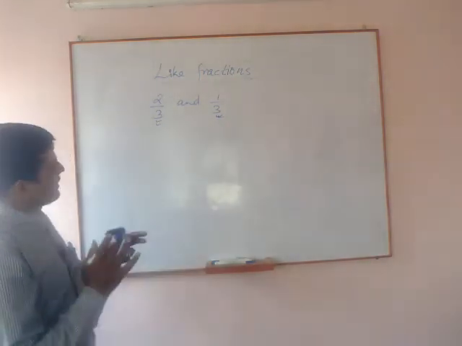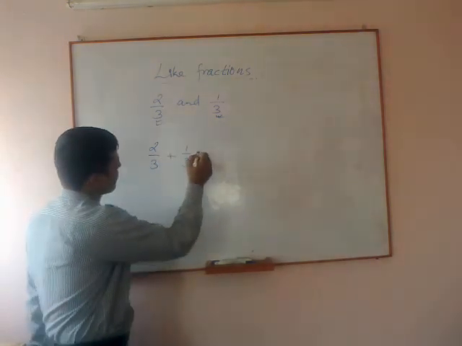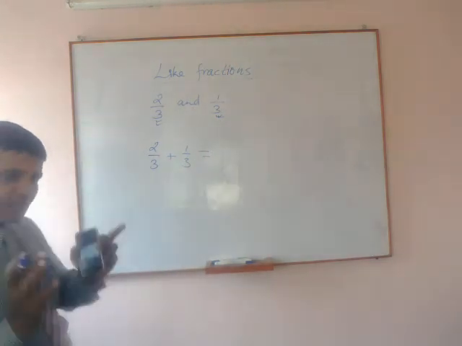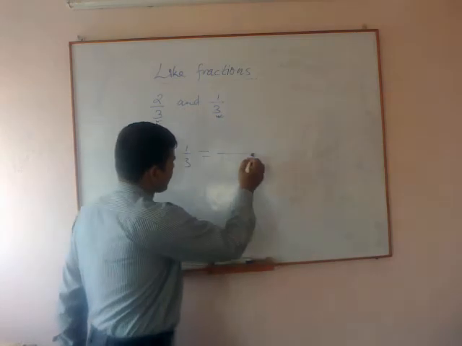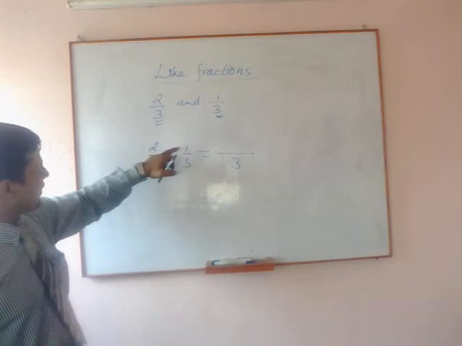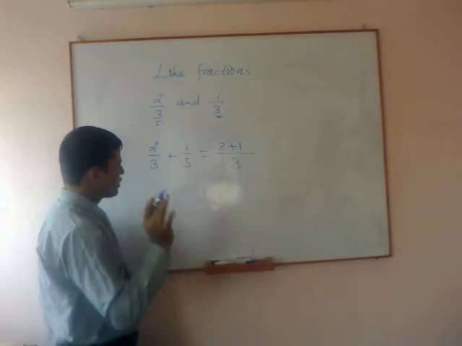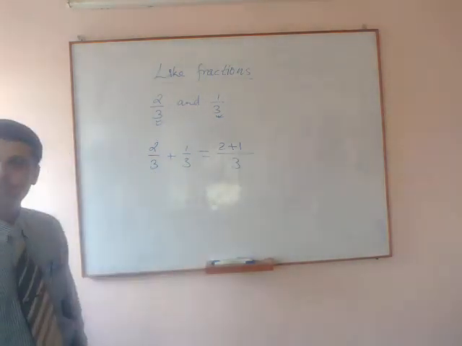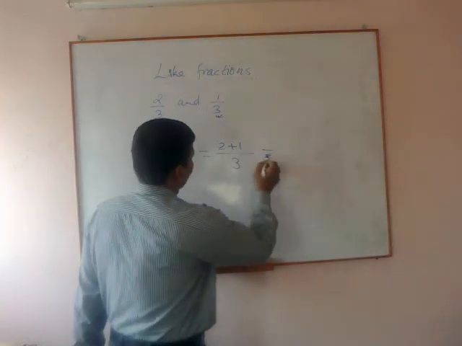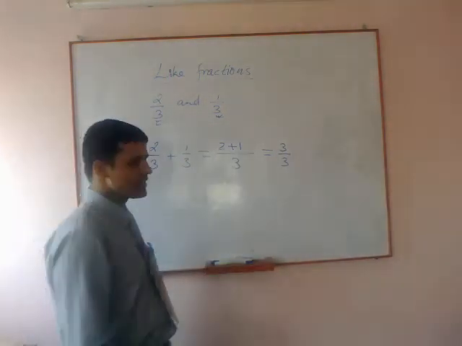If we want to add the like fractions, 2 over 3 plus 1 over 3. Since the denominators are the same, the LCM of these denominators will be the same, 3. So we just keep the same denominator and we simply add the numerators. Now 2 plus 1. We don't add 3 plus 3. This is a very important point, and some students make a mistake here. 2 plus 1 equals 3 over 3. Now we can simplify 3 over 3, that means 1.